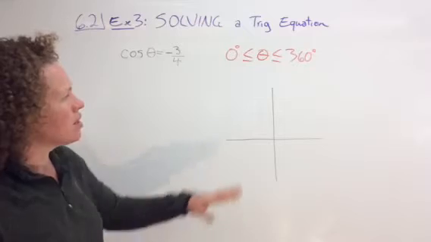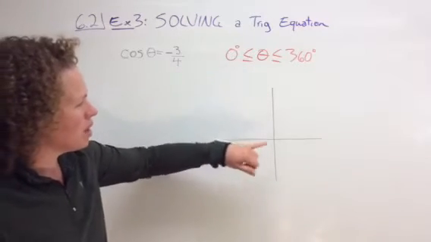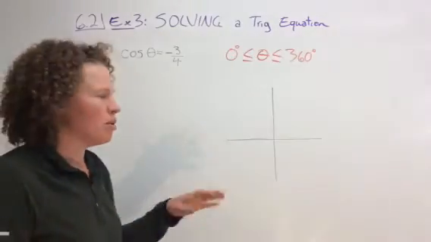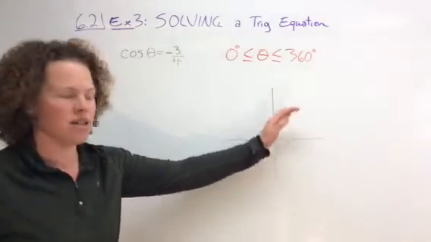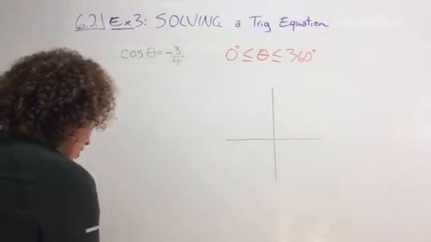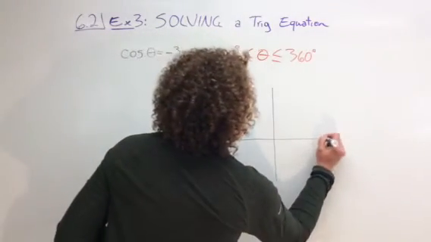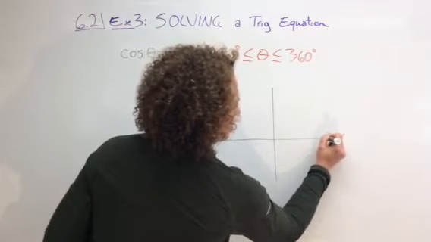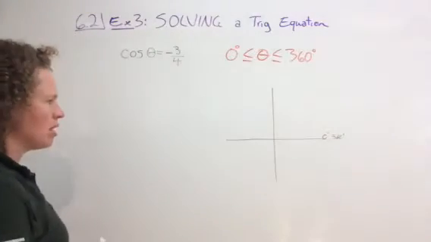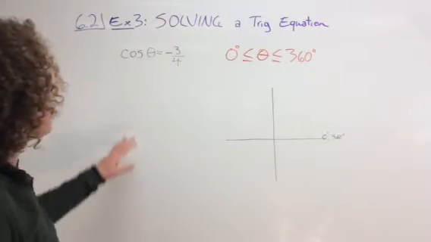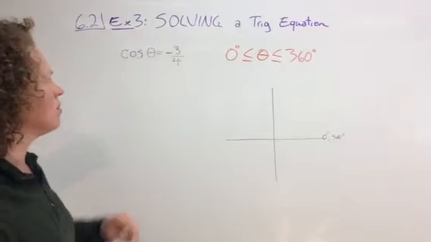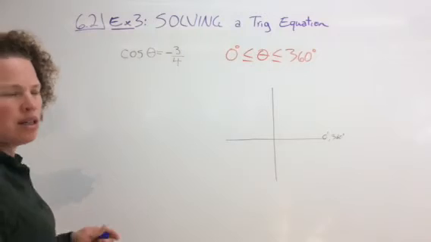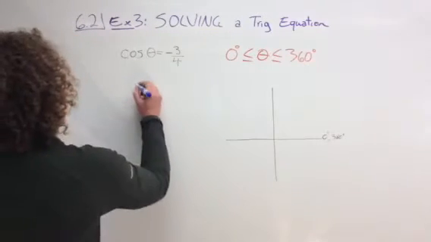So basically they've given us these parameters, which means that we can go from 0 degrees all the way around to 360 degrees, but we're not going to go to 720 degrees, and we're not going backwards. So we can mark down 0 degrees. 0 degrees is here, so is 360. So we've got one full circle to work within, and what we're being told is that cosine is negative 3 over 4. So probably the best thing that we can do for ourselves is remind us what cos is.